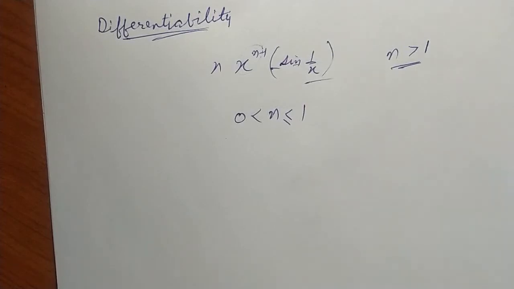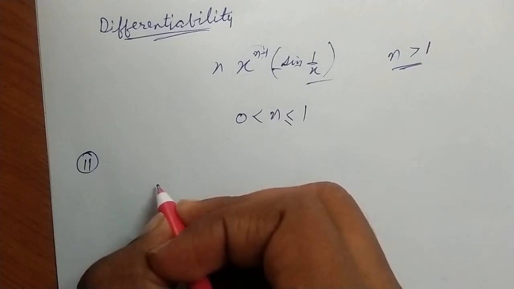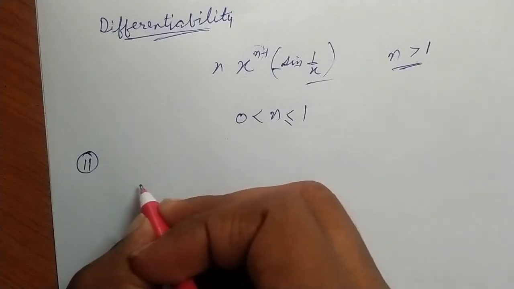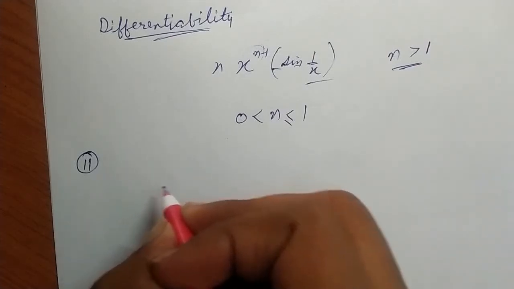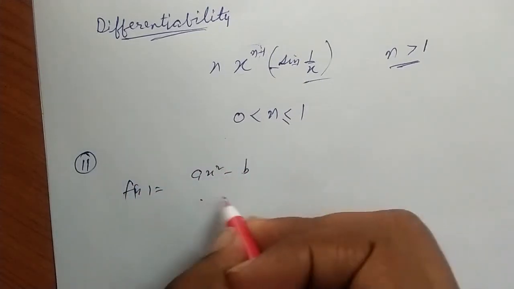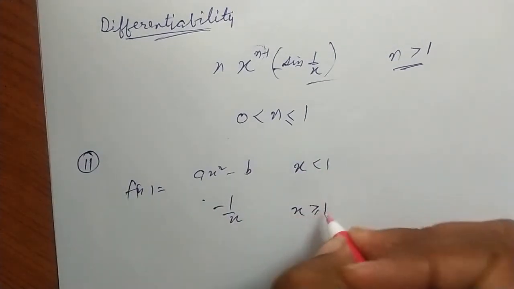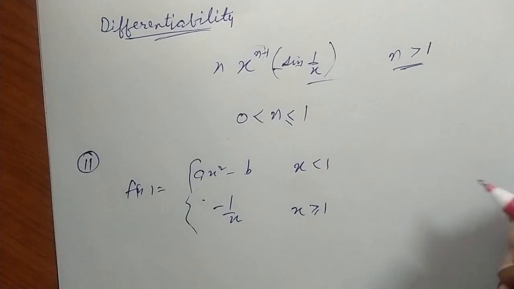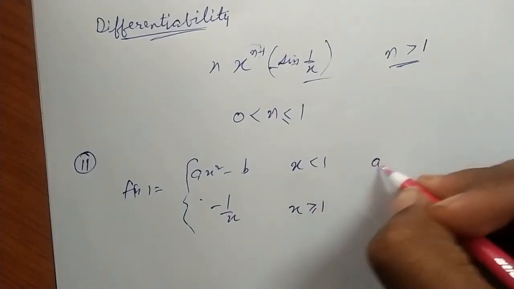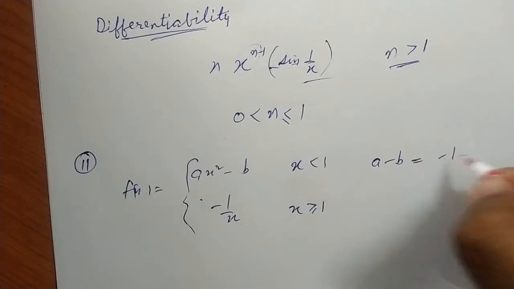Moving to question number 11. Question number 11 asks us to check differentiability at x is equal to 1. So at x is equal to 1, let's open the mode as positive first. So f(x) is equal to ax square minus b for x less than 1, and minus 1 by x for x greater than or equal to 1. So first check continuity. For continuity, a minus b should be equal to, at x is equal to 1, RHL is equal to minus 1.